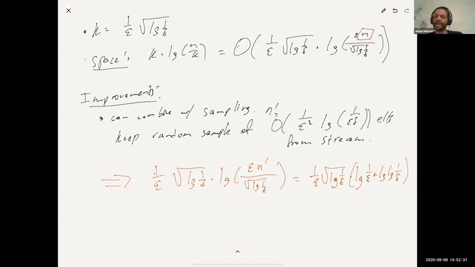Or another thing you could do, actually a better thing, is just feed the sample into a deterministic data structure. Like feed the sample into Greenwald-Khanna. If you feed it into Greenwald-Khanna, that will actually even get rid of the square root log 1 over delta. But you can do better, and that's the KLL sketch.